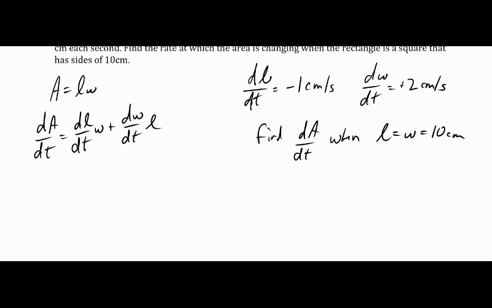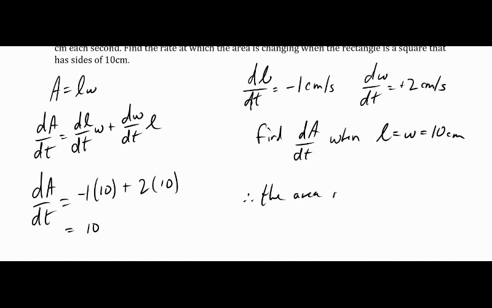And hopefully we have enough things that we can sub it and solve. I've got dl by dt, I've got w, I've got dw by dt, and I've got l. So I do, and I'm solving for dA by dt. No rearranging required here. So this is -1 times 10 plus 2 times 10, which is 20 minus 10, so that's 10.